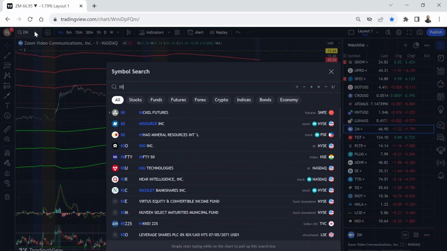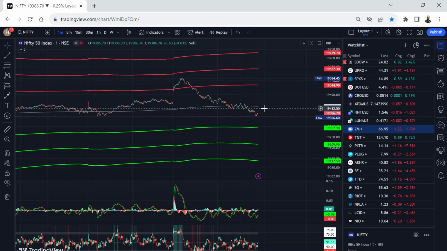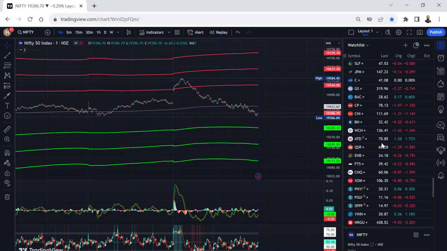And then somebody wanted to check Nifty. This is Indian stock, still a bit away from the buy zone, below 19,302.